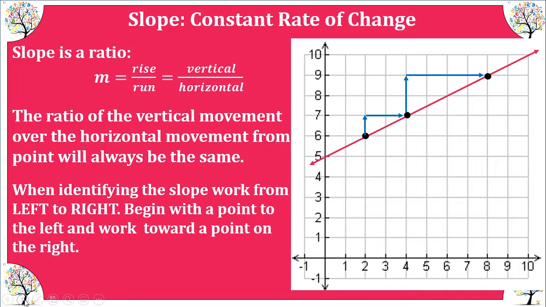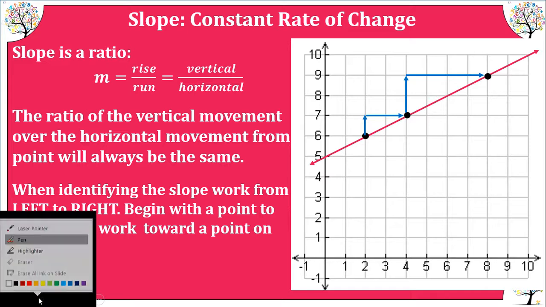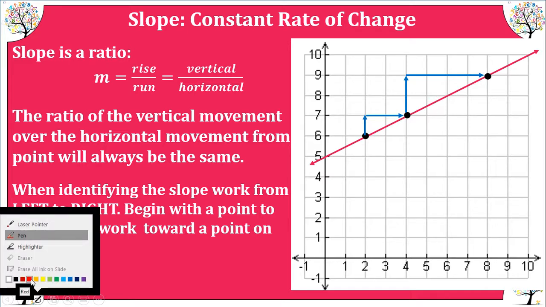Slope is a ratio of rise over run. We use the variable m to represent the word slope. It is the vertical change compared to the horizontal change. And remember, work from left to right when finding the measure of the slope. So we're going to find one point and then work our way toward the right.